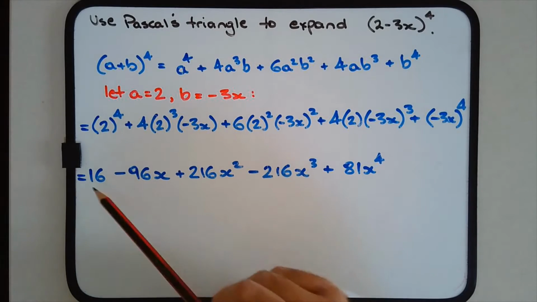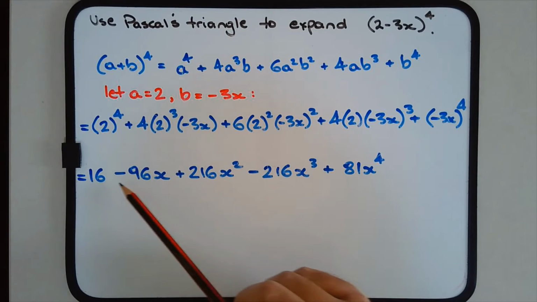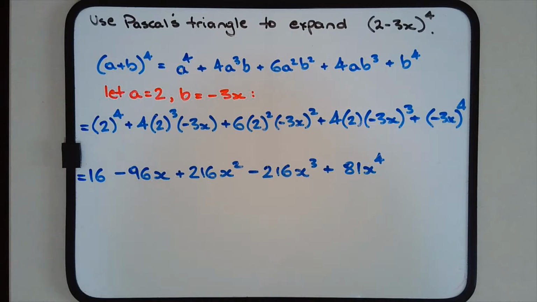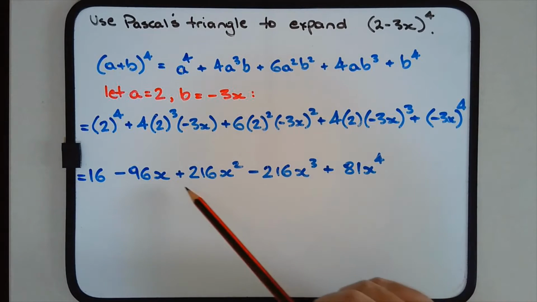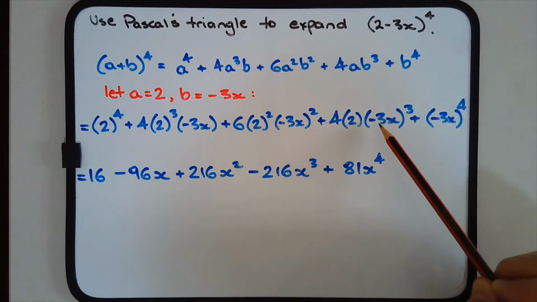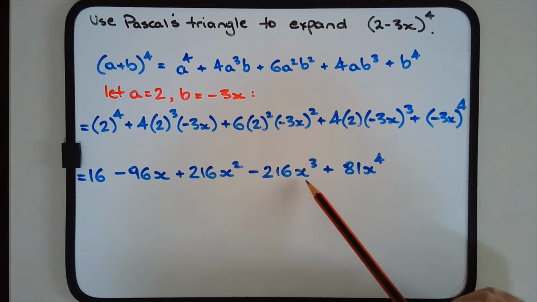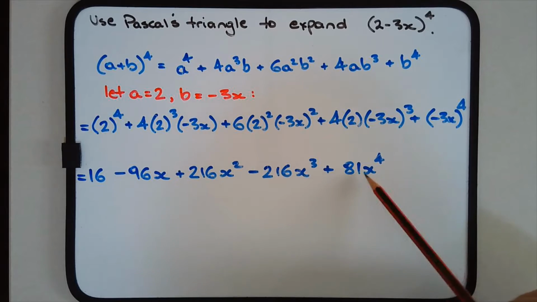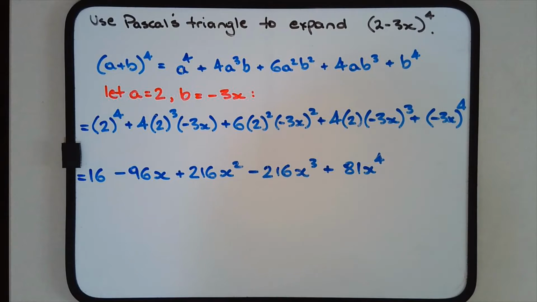So 2 to the power of 4 is 16. 4 times 2 cubed times negative 3x is negative 96x. 6 times 2 squared times (negative 3x) all squared is positive 216x squared. 4 times 2 times (negative 3x) all cubed is equal to negative 216x cubed plus 81x to the power of 4, so that's (negative 3) all to the power of 4 is positive 81, and of course x to the power of 4 is x to the power of 4.